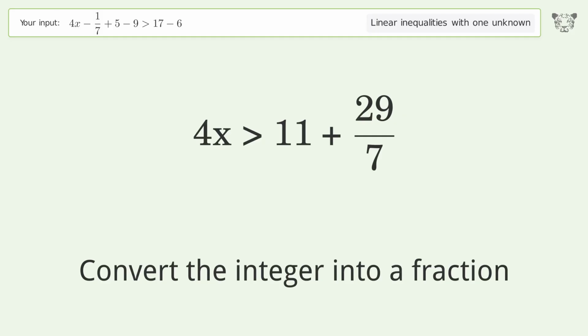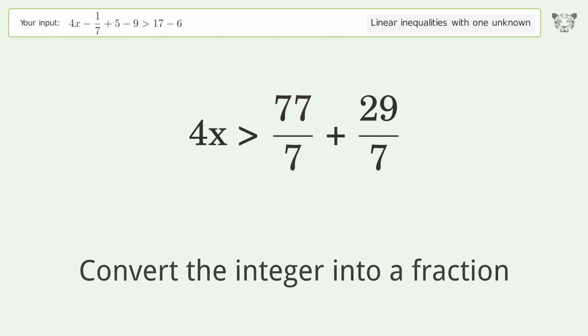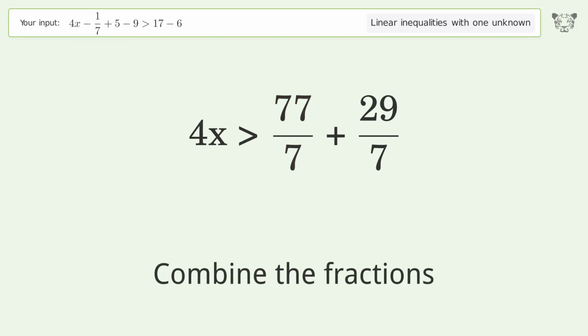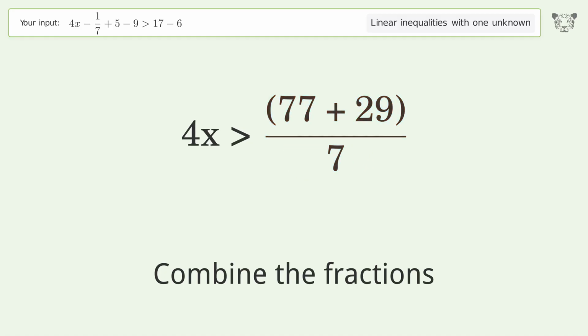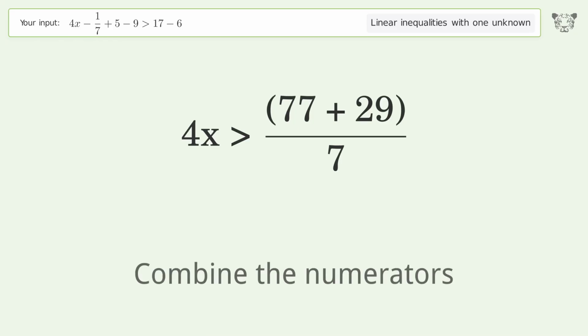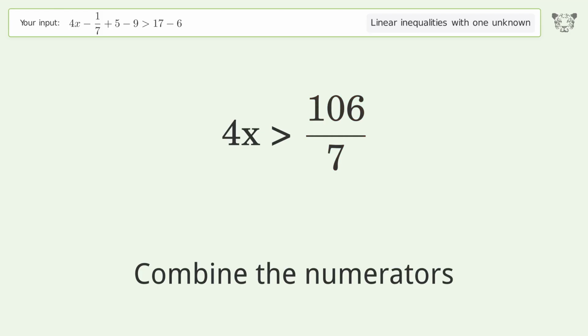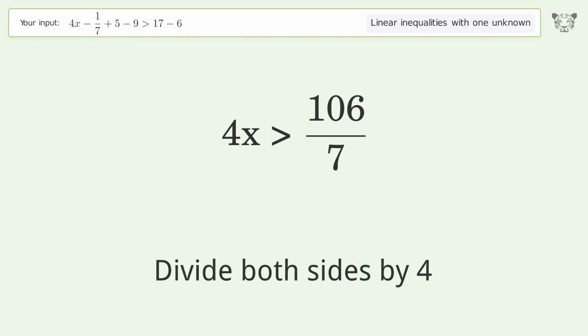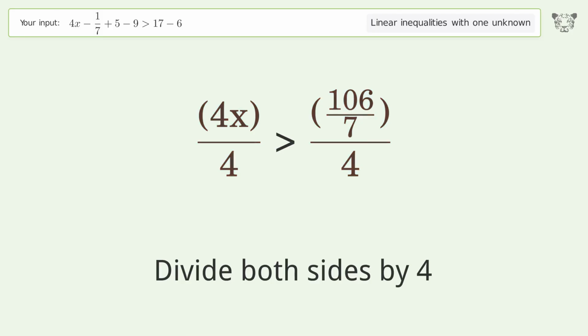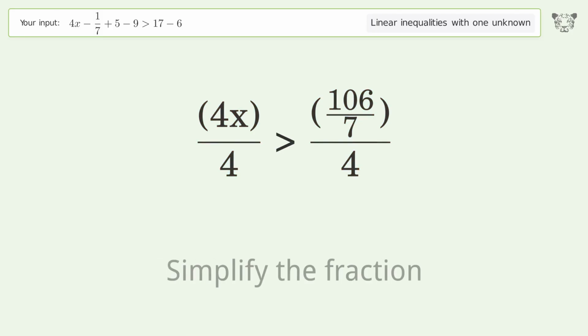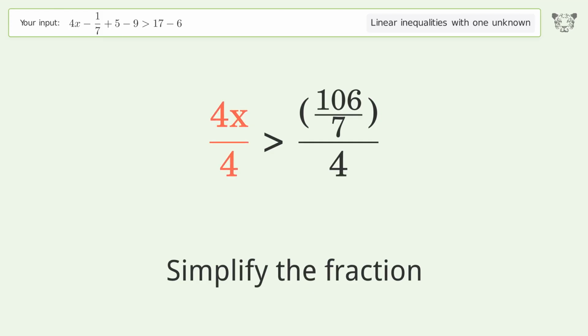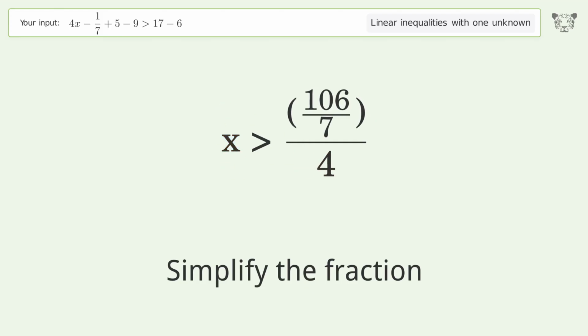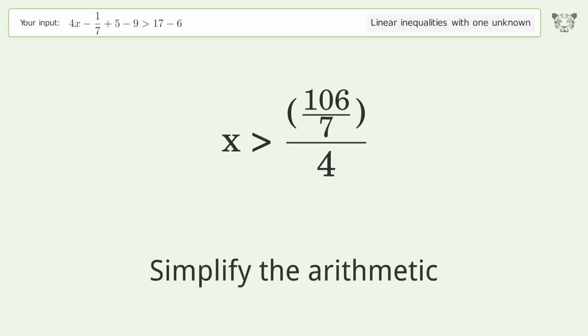Convert the integer into a fraction. Combine the fractions. Combine the numerators. Isolate the x. Divide both sides by 4. Simplify the fraction. Simplify the arithmetic.